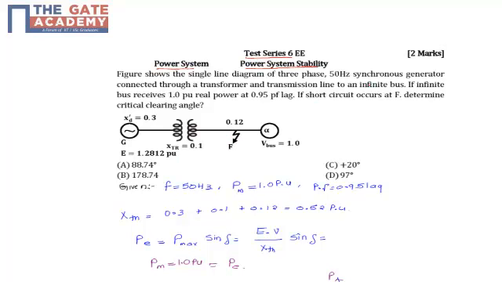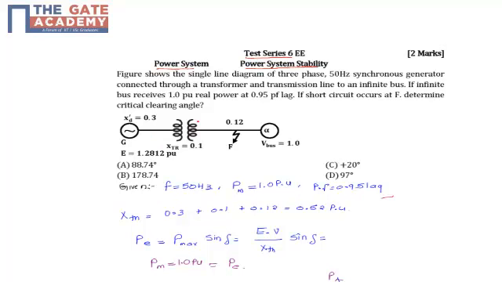Critical clearing angle: for any given initial load there is a critical clearing angle. If the actual clearing angle is greater than the critical value, the system will be unstable. Otherwise the system will be stable. So we have to find the value of the critical clearing angle, delta CR. This is the given data.